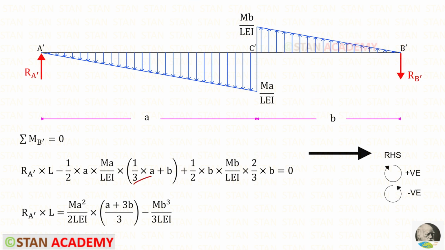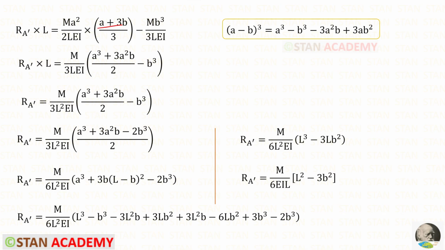Here we can take LCM. We have to multiply b with 3, so it will be 3b. a into a, it will be a square. We can eliminate 2, b into b into b, it will be b cube. We can take both of these two terms on the other side, so they will come with a change of signs. We can multiply this term with a square so that we will get this. From these two, we can take M upon 3 LEI outside. We can take this L on the other side, so it will come in the denominator. L into L, it will be L square.